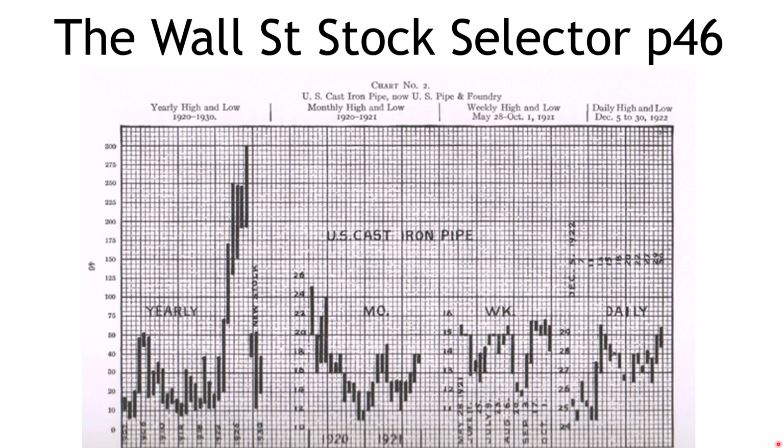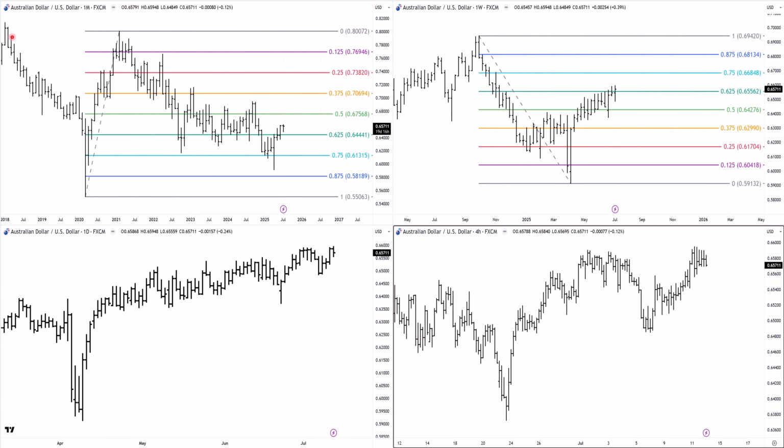We'll start by looking at the Aussie dollar, US dollar, and if you're new to the channel, I like to do that using this chart here from page 46 of Gann's book, The Wall Street Stock Selector, where Gann has his charts lined up side by side. He was always analyzing charts on multiple timeframes, not just one. Here's the Australian dollar monthly chart at the top, across to weekly and then down to daily and 4-hour chart.